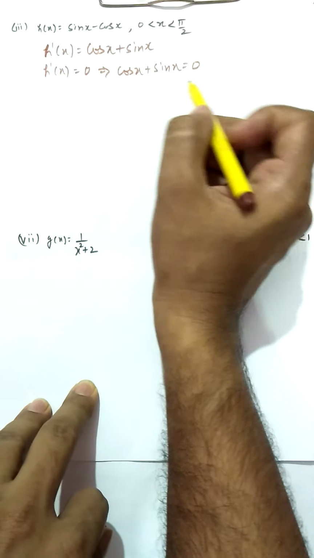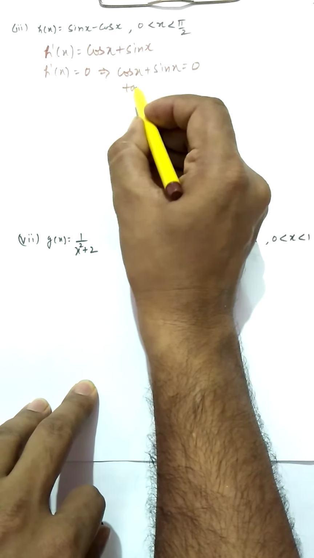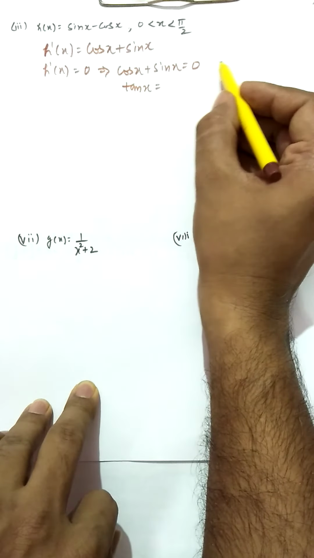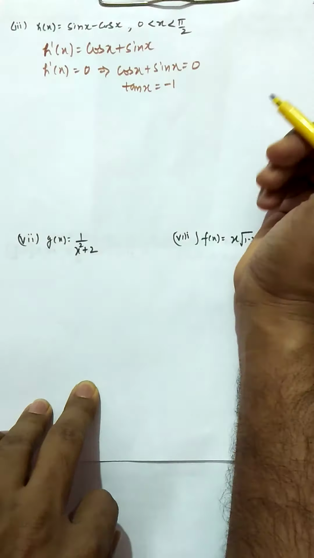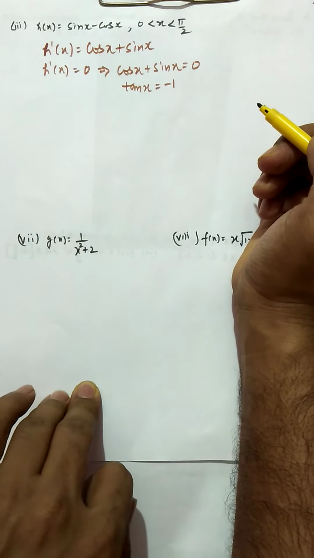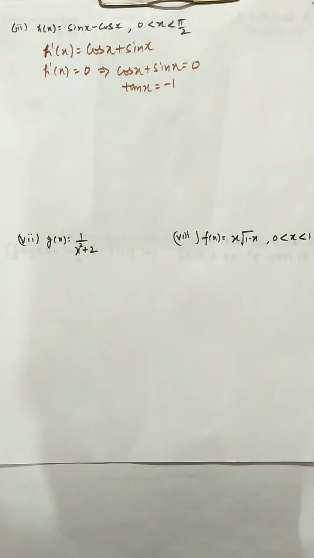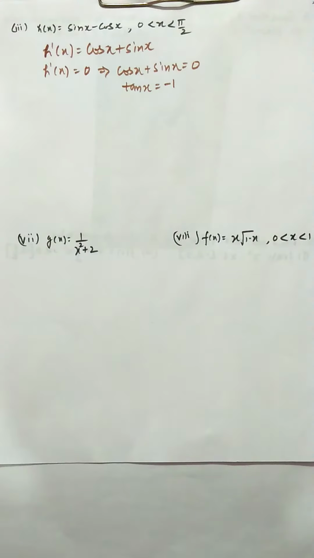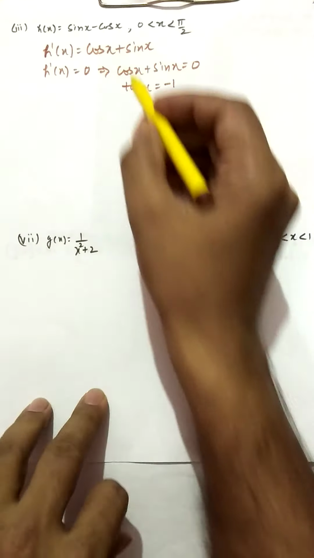Now you can simplify this, and you can say tan x is going to be, you take sin x this side, so it's going to be minus 1. So tan x is minus 1, and that is possible only in quadrant second and quadrant fourth, and in the fourth quadrant you cannot go beyond this interval. So here you can see, some correction is there.